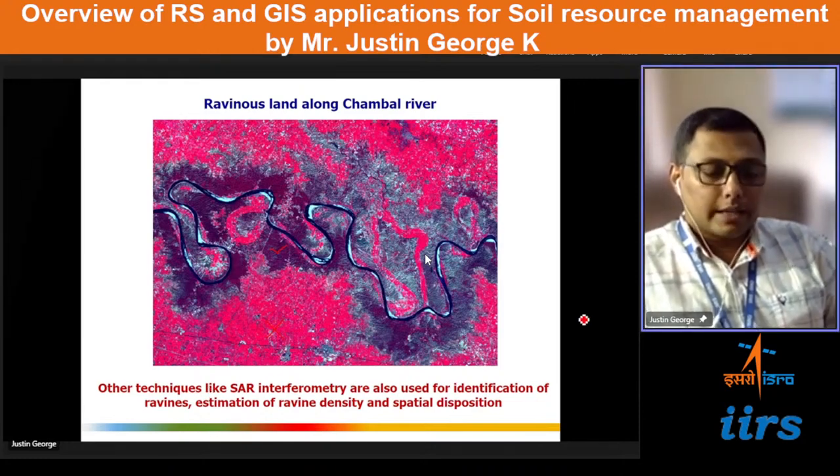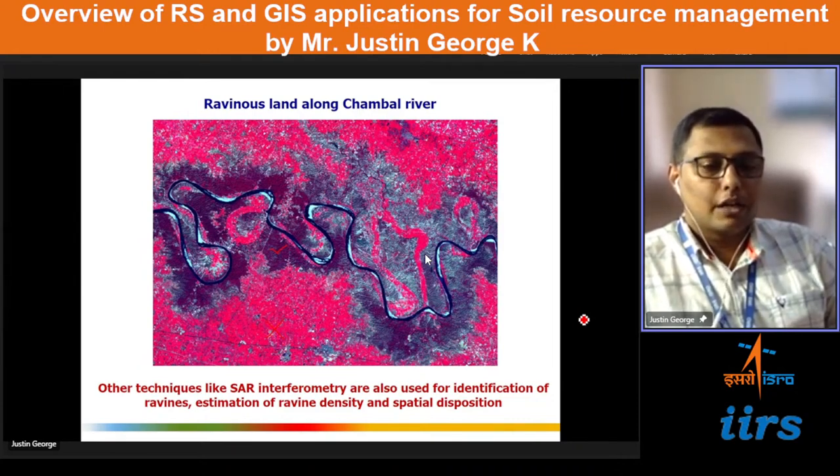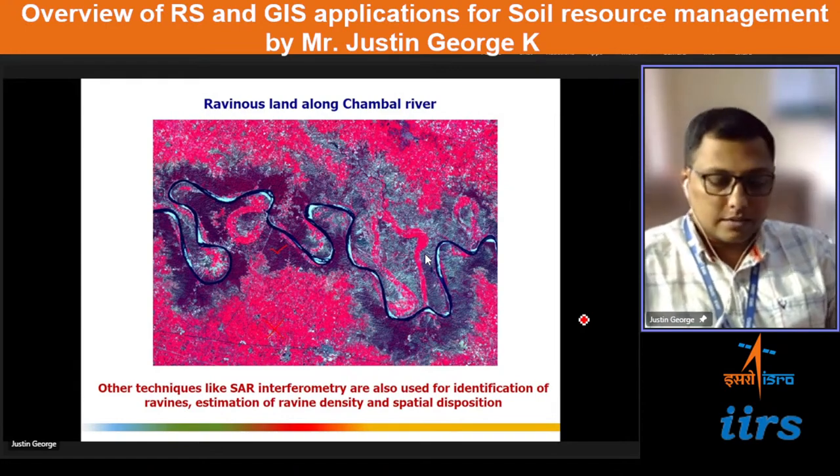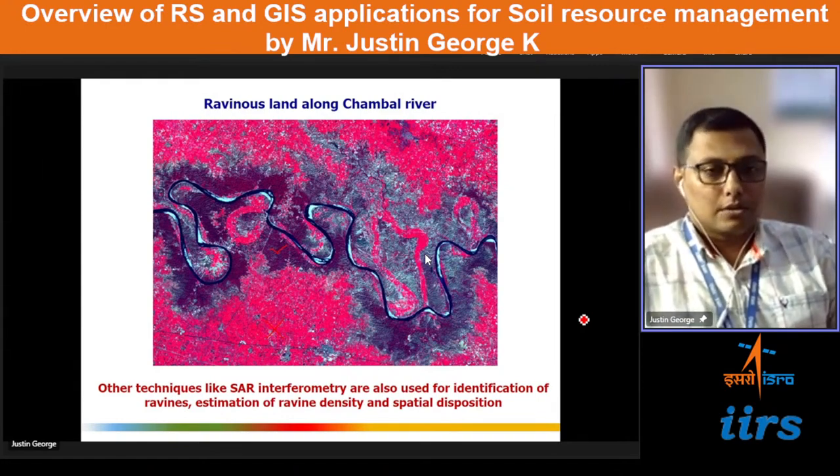And people have used other techniques like SAR interferometry also, which has been used by some people for the identification of the ravines, the estimation of the ravine density as well as the spatial disposition.